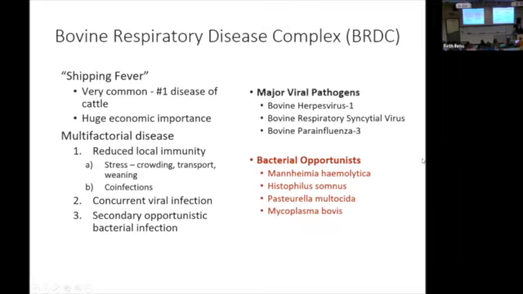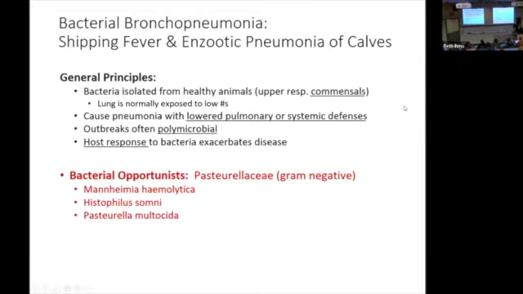Okay, so now we're going to talk a little bit about the bacterial opportunists. So again, general principles. I know this is like heavy repeat today, but this is super important. Bacteria are upper respiratory flora, so they're isolated from healthy animals. And the lung is normally exposed to low numbers of these just from the action of breathing. The way these cause pneumonia is with lowering of your respiratory defenses. So that's by stress, crowding, weaning, and then viral infections that we just talked about.